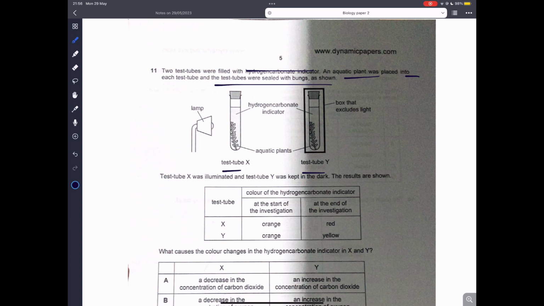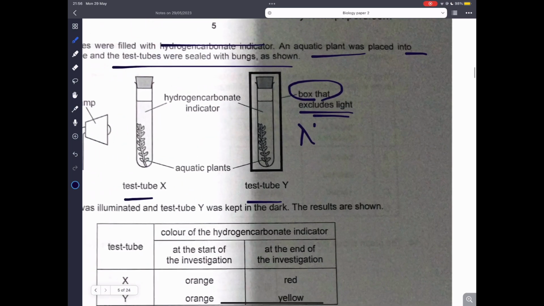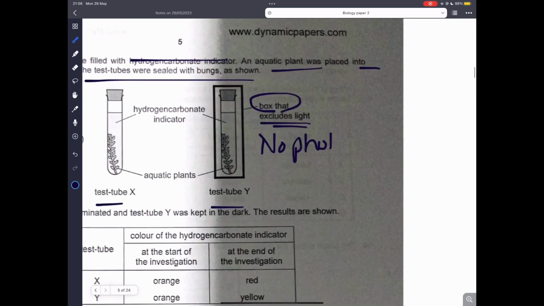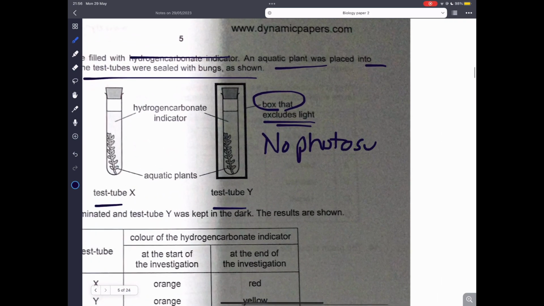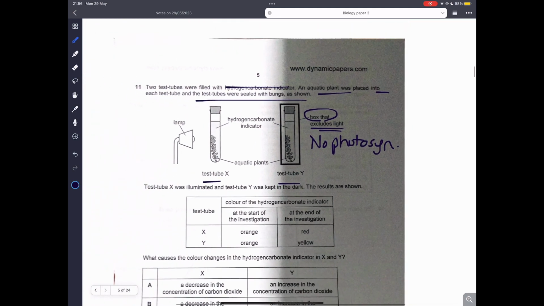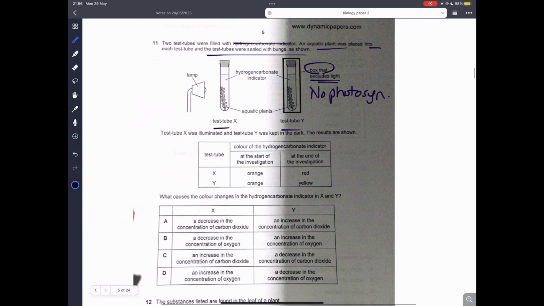Okay, so we can see there is a box that illustrates the light in test tube Y, and in test tube X it is all normal. Now, the point of adding hydrogen carbonate indicator is to see if there is a change in the level of carbon dioxide concentration. And so here we can see that at the start of the investigation it is orange, at the end of the investigation it is red.